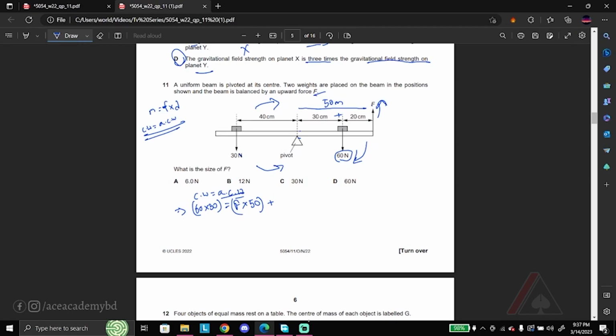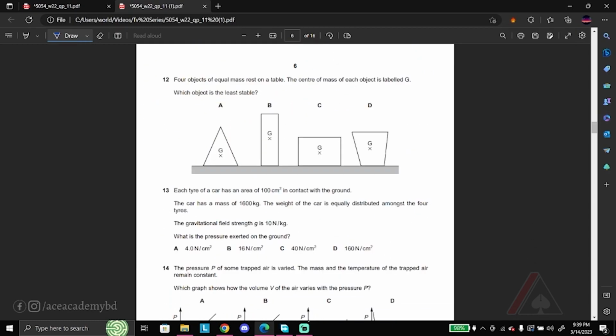plus the moment caused by the 30 Newton weight, which is 30 times 40. So 30 is the force, then the perpendicular distance, which is 40. F is 12 newtons. That's the answer. Let's move on to question number 12.